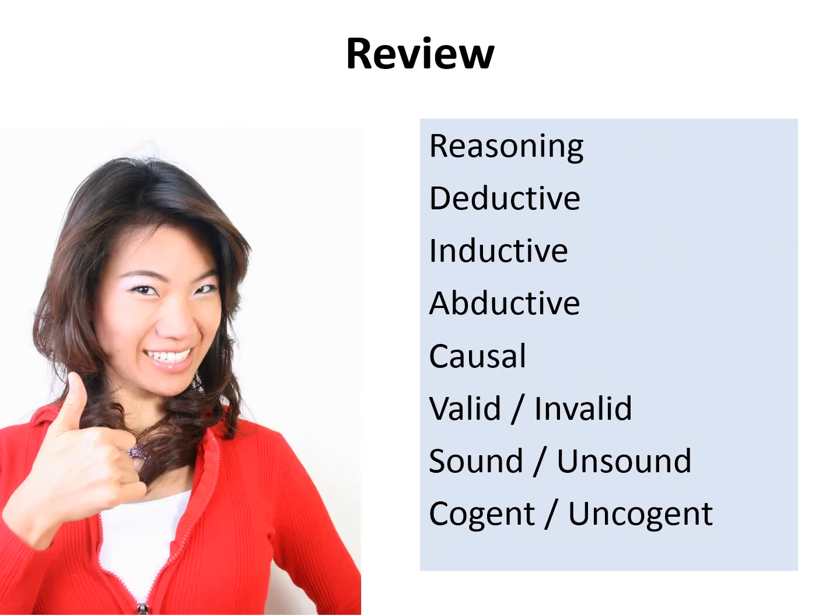Okay, so you should be able to tell us what reasoning is, the four types of reasoning: deductive, inductive, abductive, causal, and to explain the difference between valid and invalid arguments, sound or unsound, and cogent or uncogent.